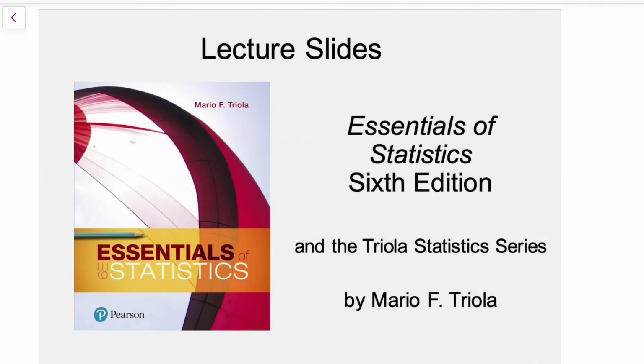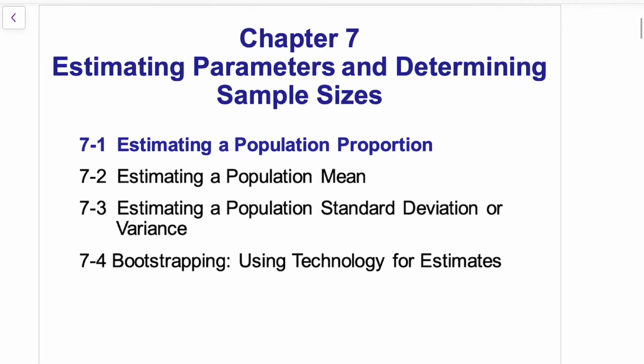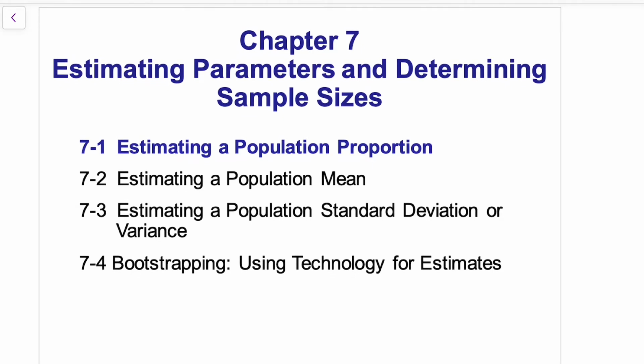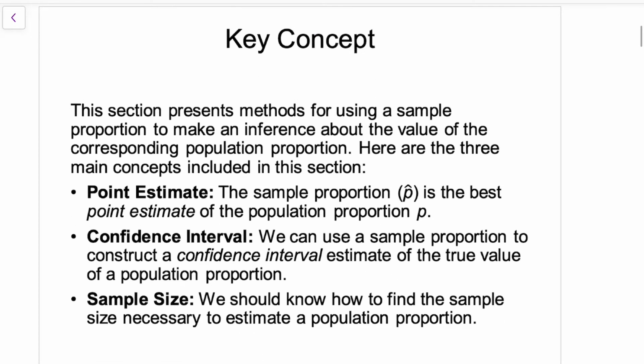Today we will begin Chapter 7, where we will be estimating parameters and determining sample sizes. The first section will be estimating a population proportion. In this section, we will have three things that we will look towards.